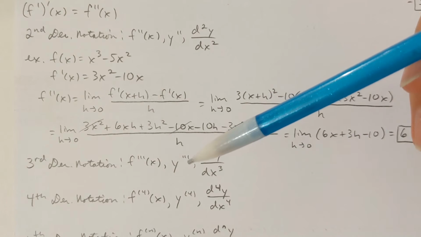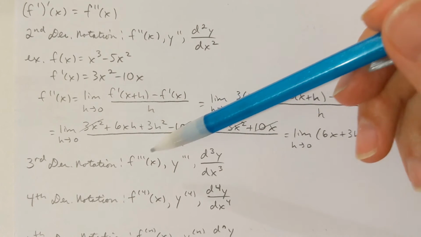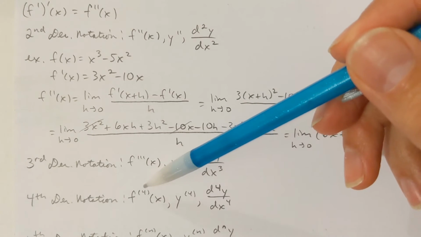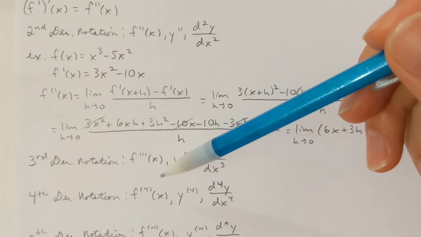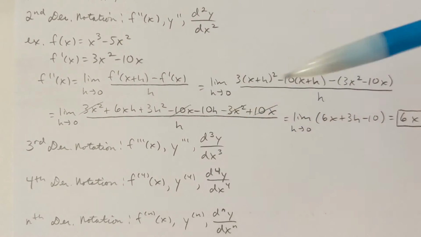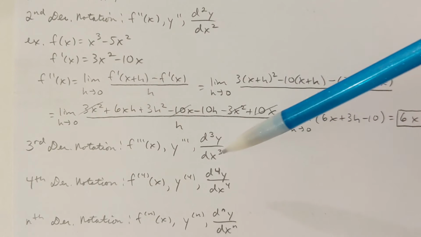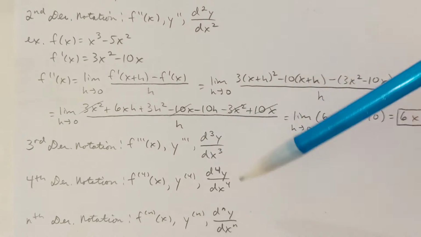All right, the fourth derivative notation. So once you're past the third derivative, we don't use tick marks anymore. We just write the number in parentheses. Okay, so the way that we would read this is to say the fourth derivative of f with respect to x, or the fourth derivative of y with respect to x. Okay, here's Leibniz notation, the fourth derivative of y with respect to x. These all mean the same thing.